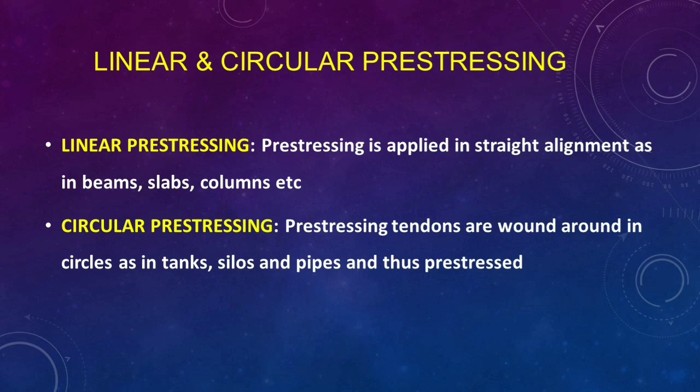Next is linear and circular pre-stressing. In linear pre-stressing, as in the case of beams, slabs, columns, piles, etc., pre-stressing is applied in straight alignment and this is called linear pre-stressing. Now, circular pre-stressing. In cylindrical structures like silos, circular tanks, pipes, etc., hoop tension is generated due to the applied loads. Therefore, hoop compression is to be applied by circular pre-stressing. Here, the pre-stressing tendons are wound around in circles and then pre-stressed.